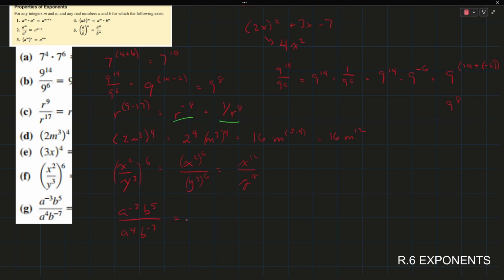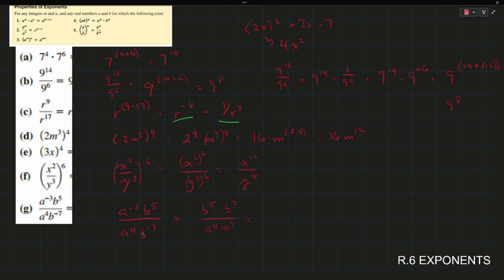So a good first step would be to move the a to the negative 3rd to the denominator and make it a to the 3rd, and move the b to the negative 7th to the numerator and make it b to the 7th. So you'd have something like b to the 5th times b to the 7th over a to the 4th times a to the 3rd. So that's a super common way to approach it.